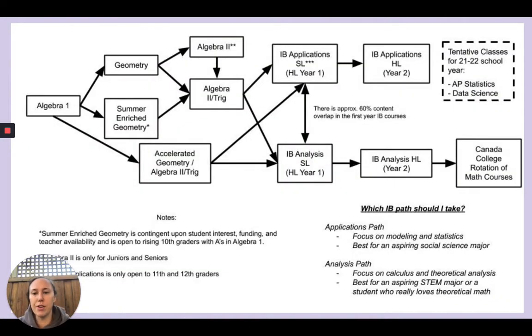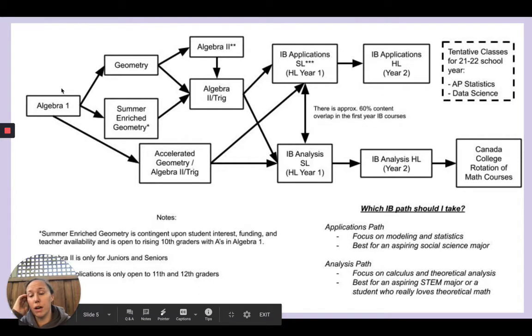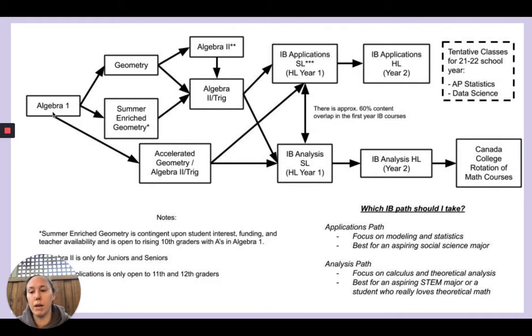Here's a quick overview of our course pathways for students. You'll notice that if we have a student coming in at Algebra 1, which all of our 9th graders will come in at the Algebra 1 or above level, they will take Algebra 1 and then geometry. This would be a typical course pathway: 9th grade Algebra 1, 10th grade geometry, 11th grade Algebra 2 trig, and then their senior year they would choose between one of the two IB pathways that we have.